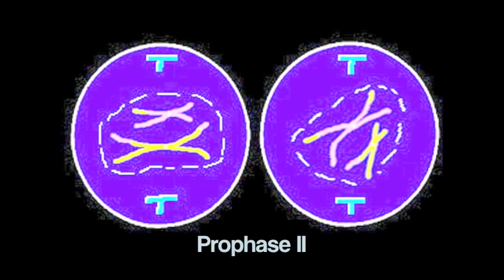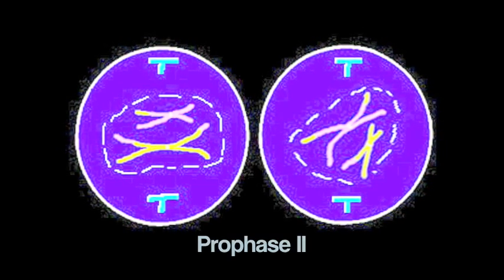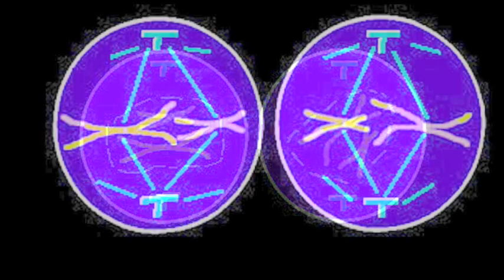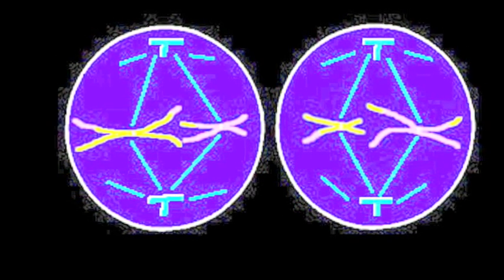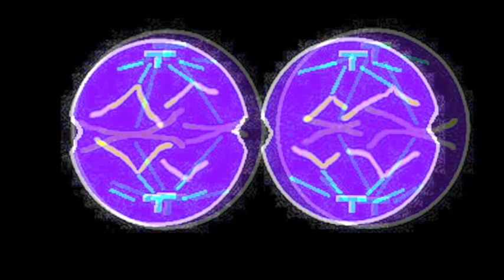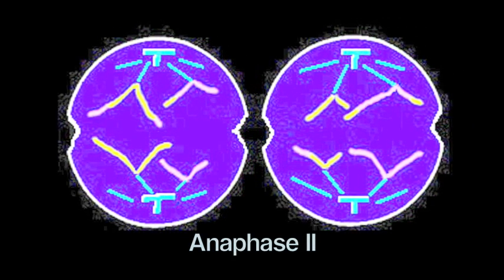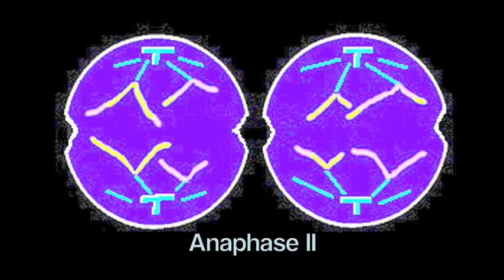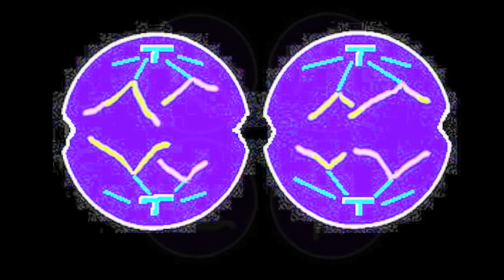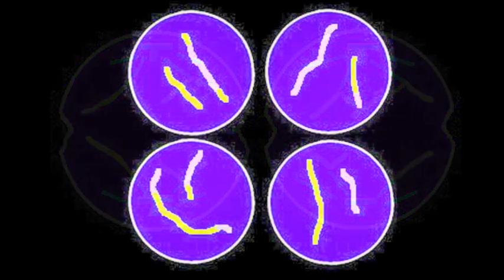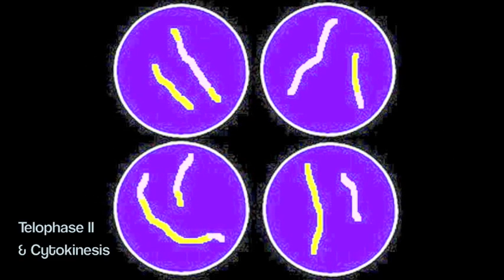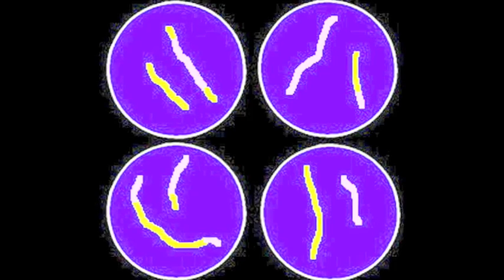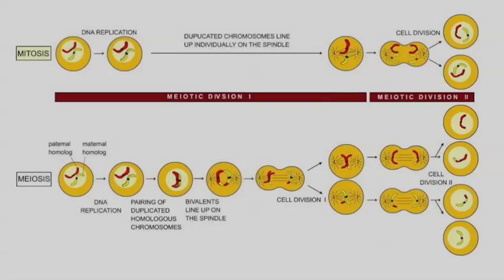Here, another spindle apparatus forms and the chromosomes, still composed of two sister chromatids, drift towards the center of the cell. In metaphase II, the chromosomes are again positioned along the center of the cell, attached to spindles. In anaphase II, the centromeres of the chromosomes finally separate, forcing the sister chromatids to come apart and move toward opposite poles. And in telophase II, cytokinesis occurs again as well. Two separate nuclei form in each cell, resulting in 4 haploid daughter cells, each containing a single set of chromosomes, and the process of meiosis is complete.